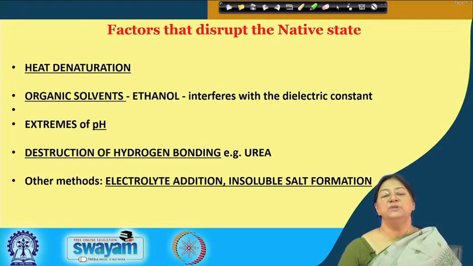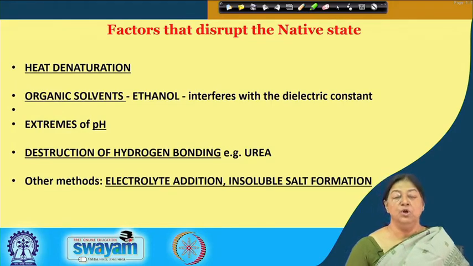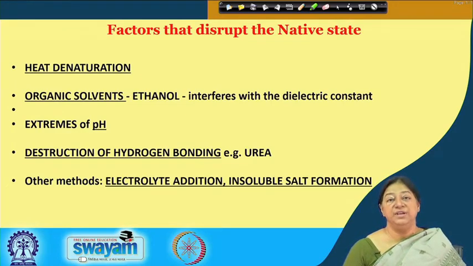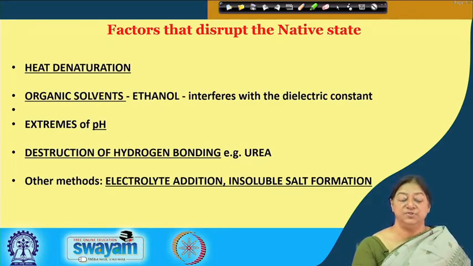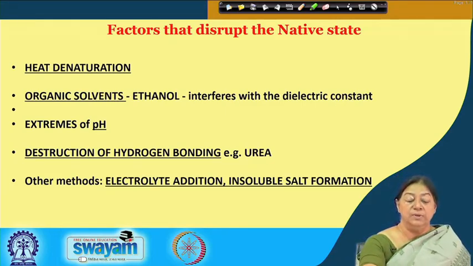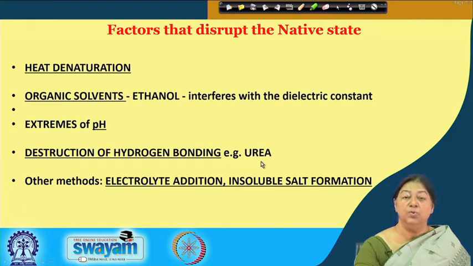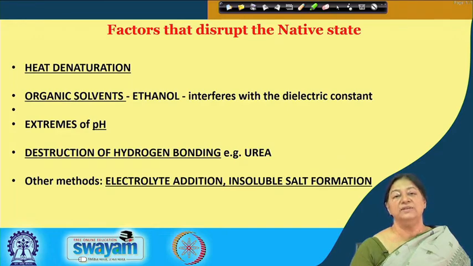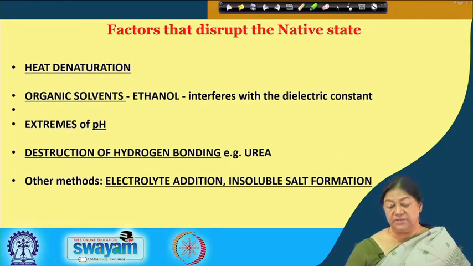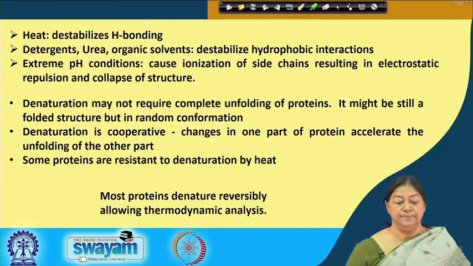Now, if we want to disrupt the native state, we have to look at what can be used to render the protein to go from a native state to a denatured state, which means we have to disrupt the native structure. We can use heat, we can use organic solvents, extremes of pH, we can destroy the hydrogen bonding by using urea, or we can have other methods where we add a lot of electrolyte or form a salt or precipitate out the protein by denaturing it.